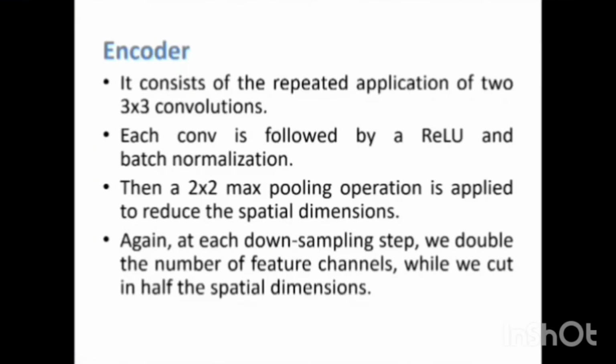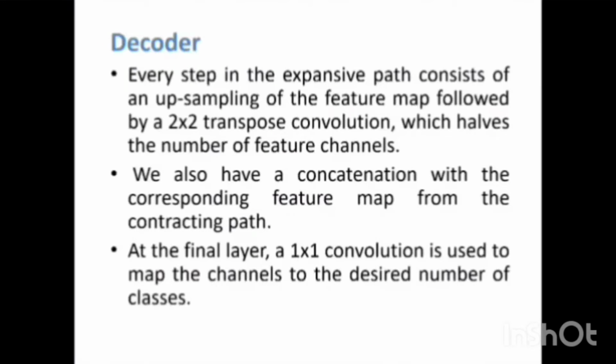And the next is the decoder part. In this, every step in the expansive path consists of an upsampling of the feature map followed by a 2x2 transpose convolution, which halves the number of feature channels. We also have a concatenation with the corresponding feature map from the contracting path. At the final layer, a 1x1 convolution is used to map the channels to the desired number of classes.